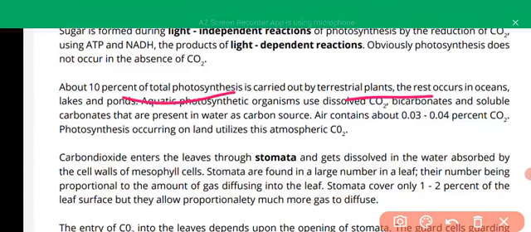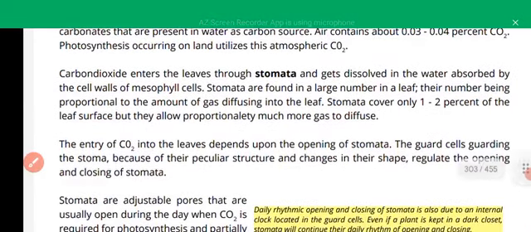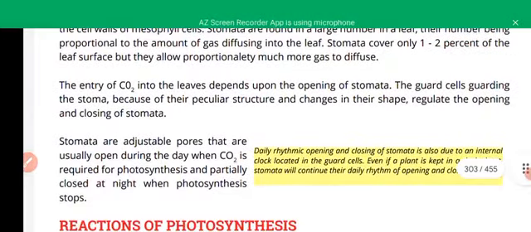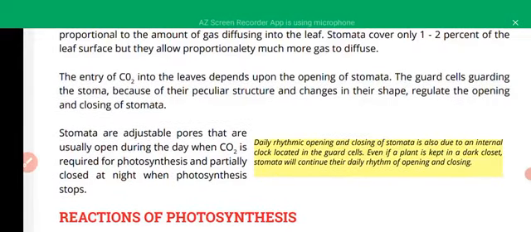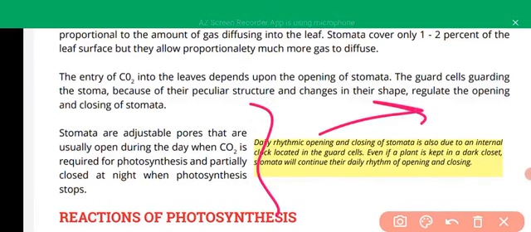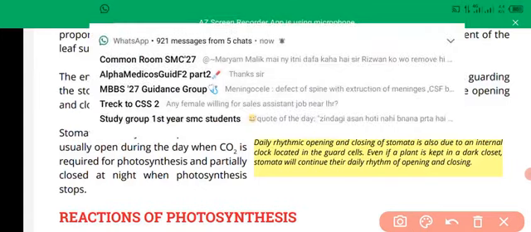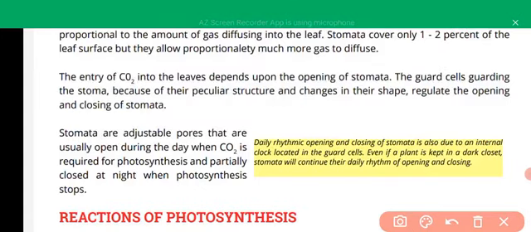Carbon dioxide enters through the stomata and gets dissolved in the mesophyll cells, and this is the route for carbon dioxide to enter the leaves. Stomata are adjustable pores that are usually open during the day, and CO2 is required for photosynthesis. For plants in oceans, the source of carbon dioxide is the carbonates and bicarbonates dissolved in the water. The daily rhythmic activity of stomata is due to an internal clock located in them.